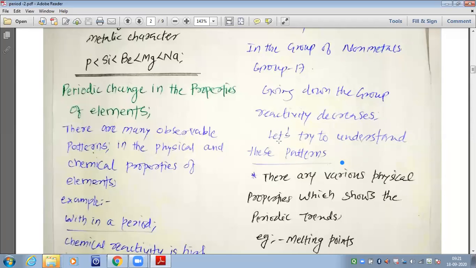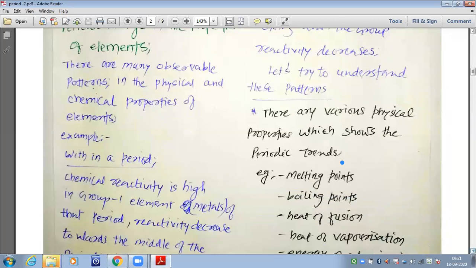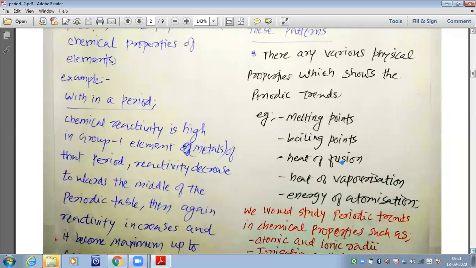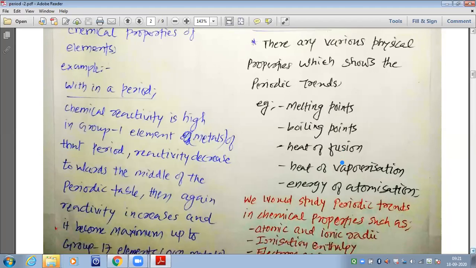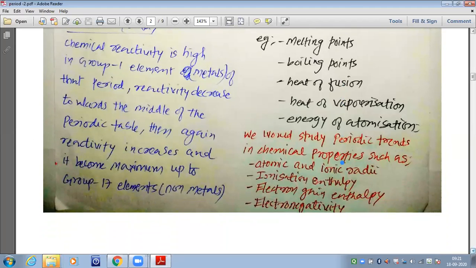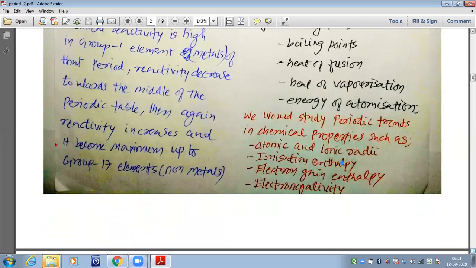So let us try to understand these patterns well. When we study these patterns, we call them the periodic properties. There are various physical properties which show the periodic trends. For example, these physical properties are melting points, boiling points, heat of fusion, heat of vaporization, and energy of atomization. But here we will focus on the periodic properties which are the chemical properties. So we would study the periodic trends in chemical properties such as atomic and ionic radii, ionization enthalpy, electron gain enthalpy, and electronegativity, my dear students.